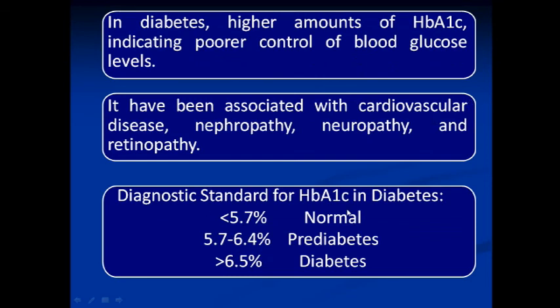The standard for glycated hemoglobin in diabetes: if HbA1c is less than 5.7%, it is considered normal. If the glycated hemoglobin is 5.7 to 6.4, it is considered pre-diabetes, and more than 6.5% glycated hemoglobin is diagnosed as diabetes. If the percentage is increasing from 6.5 to 7, 8, 9, 10, that means the high glucose level is uncontrolled in the diabetic patient.